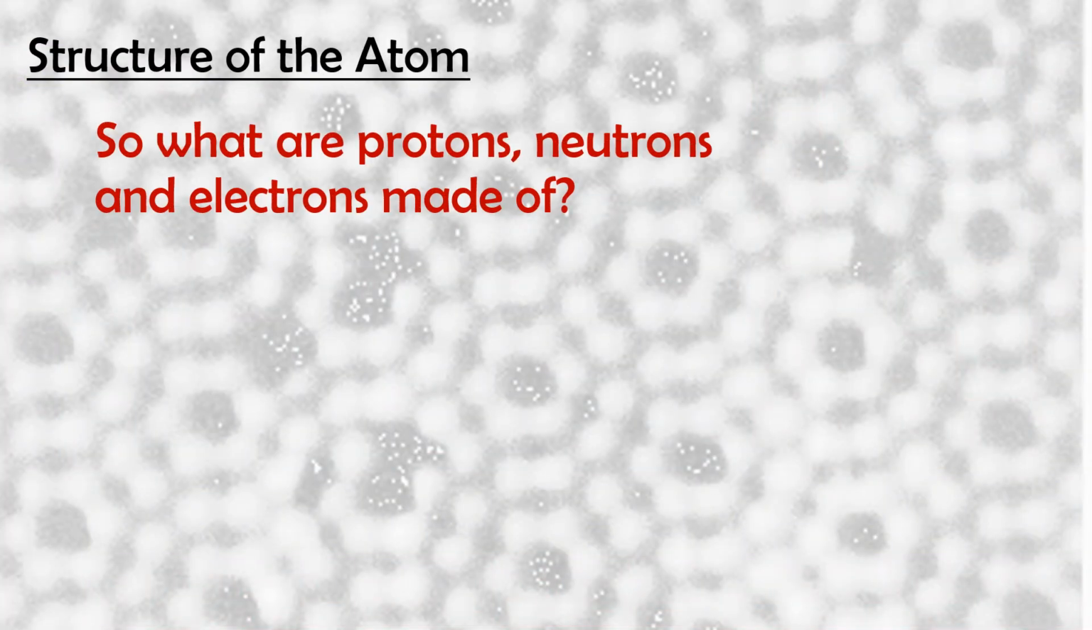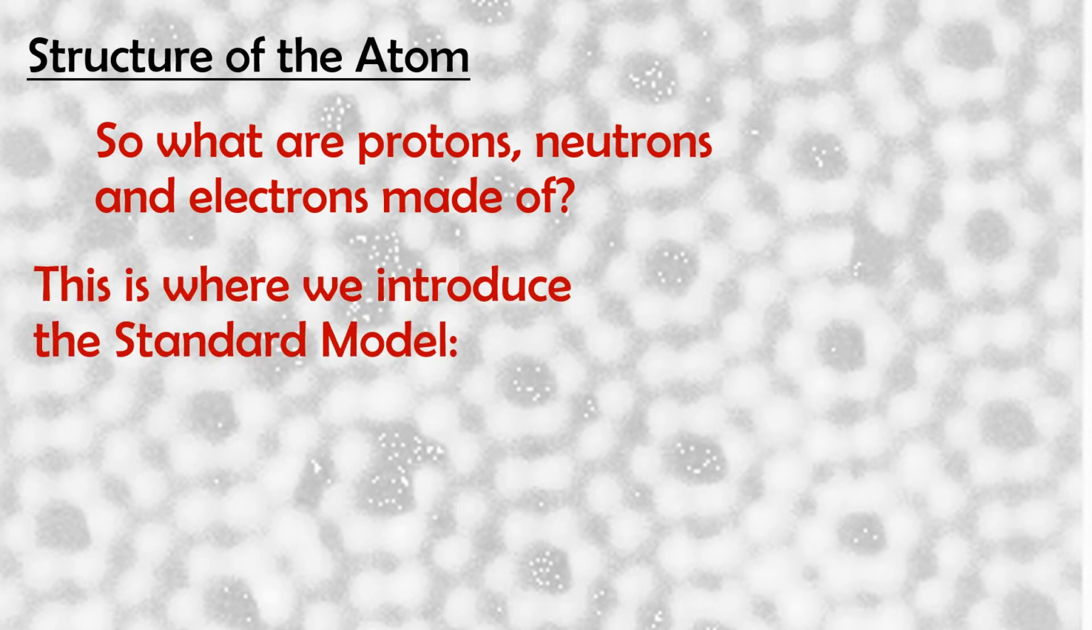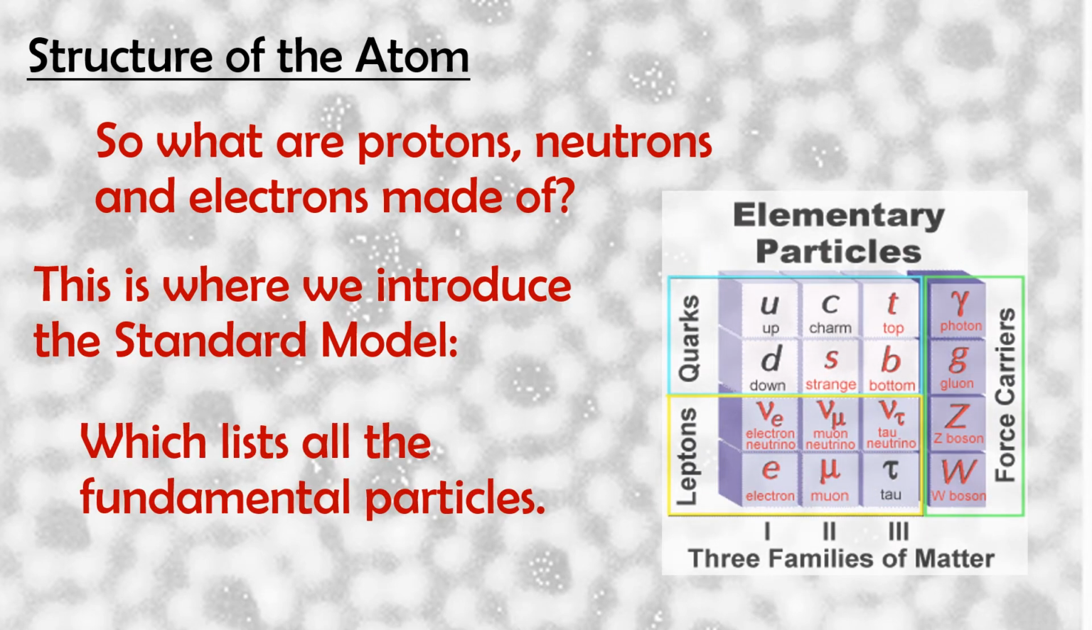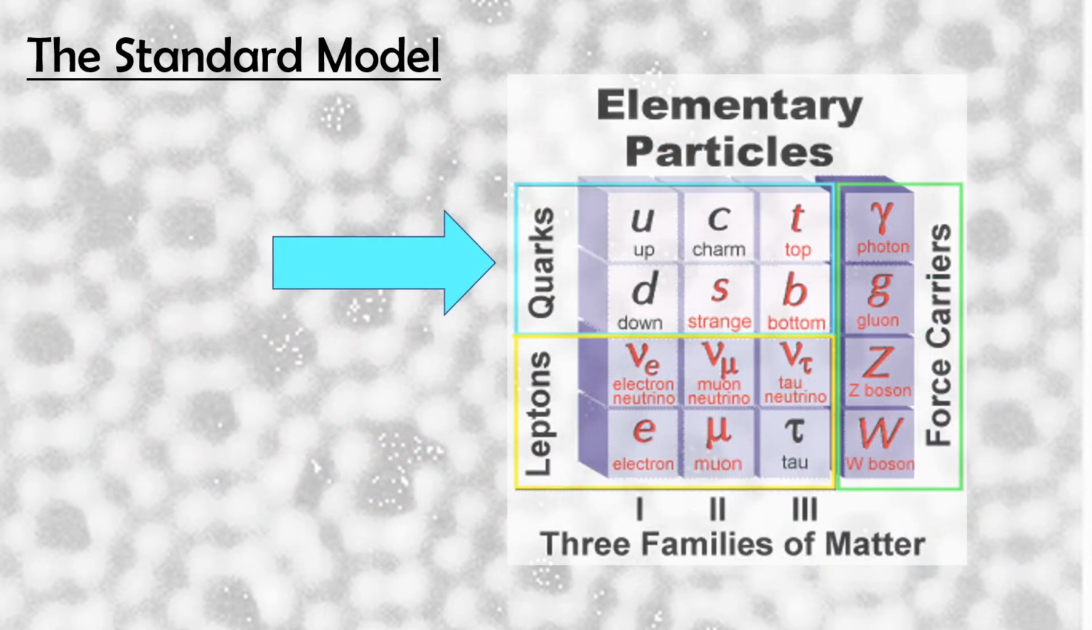So what are protons, neutrons and electrons made of? This is where we introduce something called the Standard Model. This lists all the fundamental particles. There are 2 main families of particle, the quarks and the leptons. So let's start with the quarks.